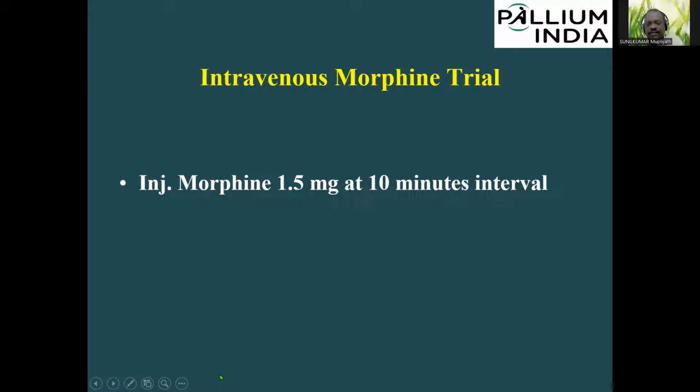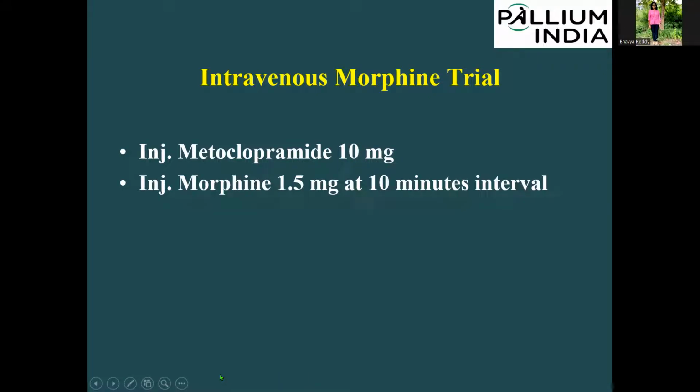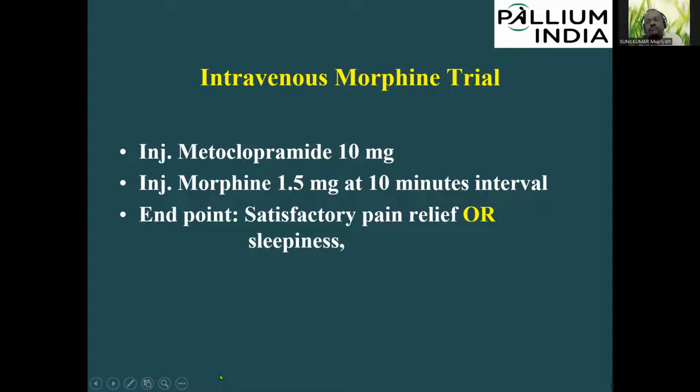So you have to give an anti-emetic before administering injection morphine. So first you will give injection metoclopramide 10 milligram IV, followed by injection morphine 1.5 milligram at 10 minutes interval. And how long would you continue to administer injection morphine like this every 10 minutes? Till the patient either gets pain relief or becomes excessively drowsy. Yeah. So we need to balance between the sedation and optimal pain relief. Yeah, that's the end point. When the pain subsides, the patient starts sleeping. Either the patient should have satisfactory pain relief or the patient should be sleepy.